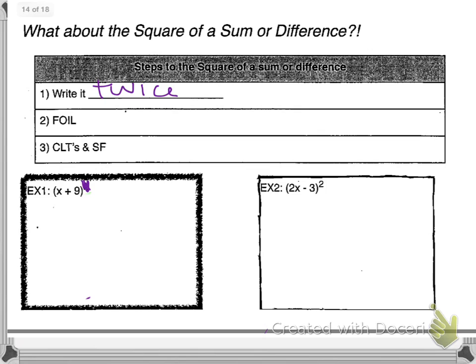Normally I cross out the squared and then I just put another set of parentheses right next to it, which is why I did that. But my handwriting is very little. Alright, so now it's a binomial times a binomial, so we would have to FOIL.